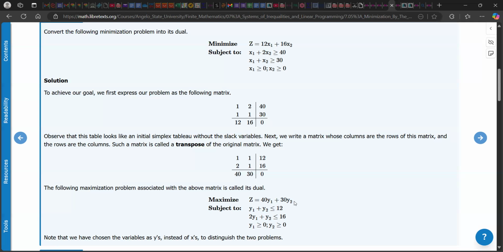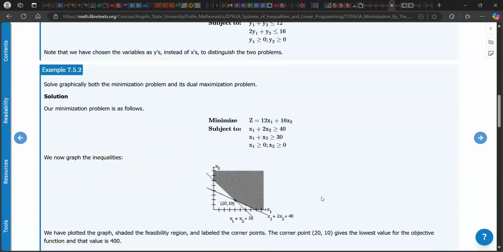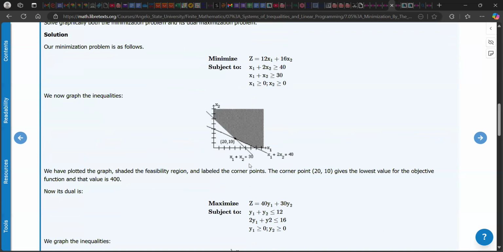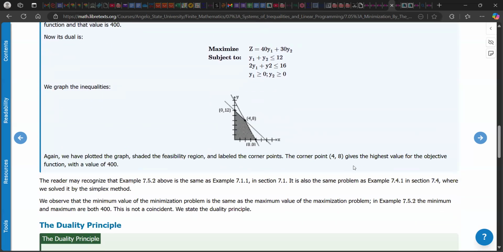Good. So when we take this now, we can now put this in the simplex. As a matter of fact, they did it here. They use the graphical approach first of all. And you can see this is a solution if you were to do it using the graph. So the minimum value of the objective function is 400. And it occurs when x1 equals 20 and x2 equals 10. Right? However, when we take the maximization problem and solve it, we do get the 400 as the value.